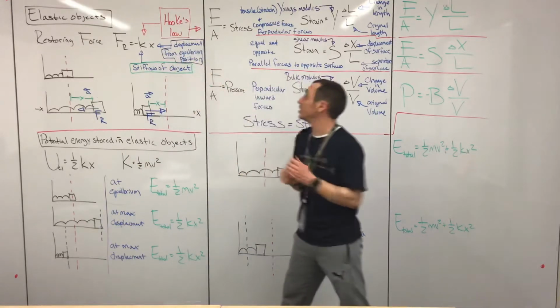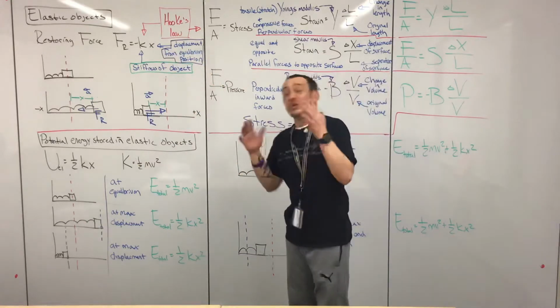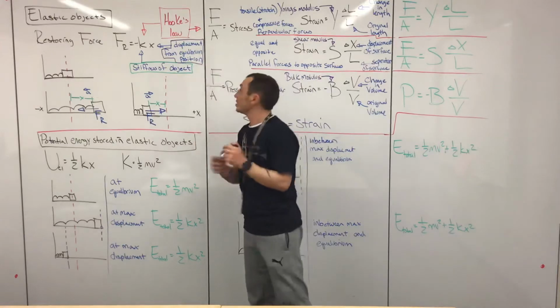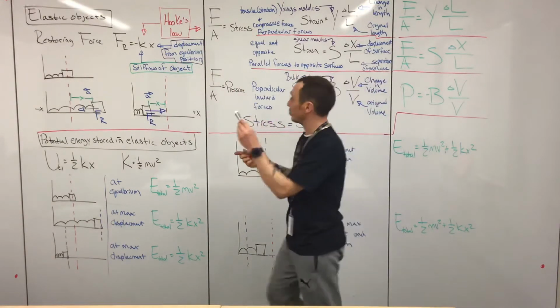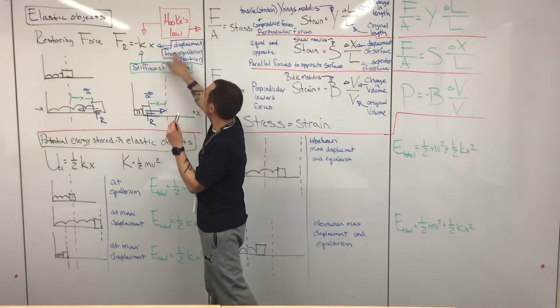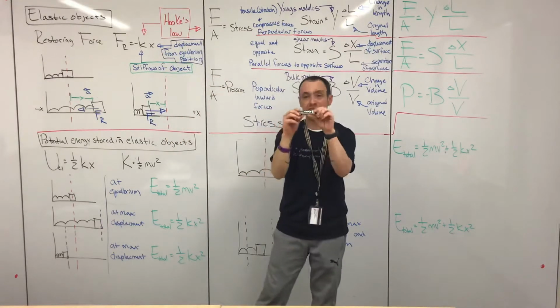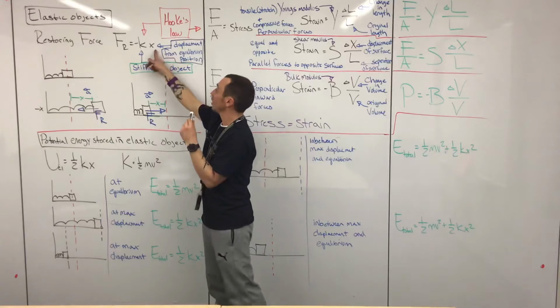It's the displacement from its equilibrium position. But if equilibrium position is a weird way to say it, just say it's the displacement from its original shape. All objects have an original shape. When you change the shape, that's what x is equal to: how much you're changing the shape, by how much.